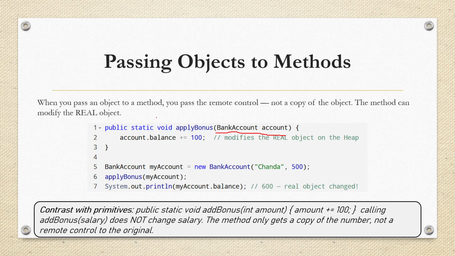But if you pass a reference variable, it will get modified, because the reference variable has this feature, which is like a remote control. It points to a particular address. So you just want to remember that.